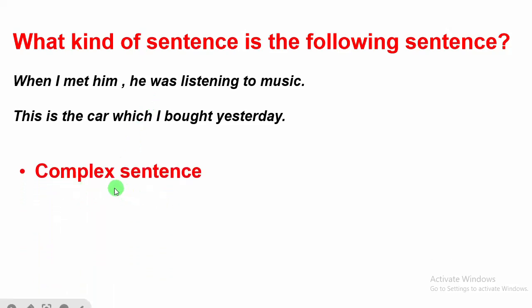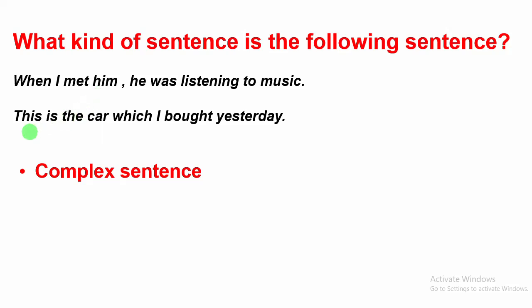In a complex sentence, you find a dependent clause and an independent clause. If we look at the first example, when I met him, he was listening to music, I find the first clause here, when I met him. That's a dependent clause. And after the comma, I have another main clause, or independent clause, which is he was listening to music. So if you have a dependent clause and an independent clause connected together with a subordinating conjunction, like when in the first example, that's a complex sentence.